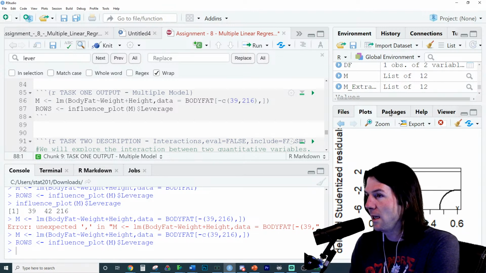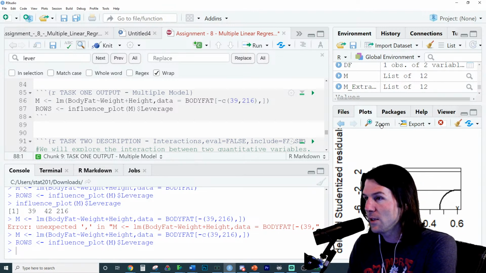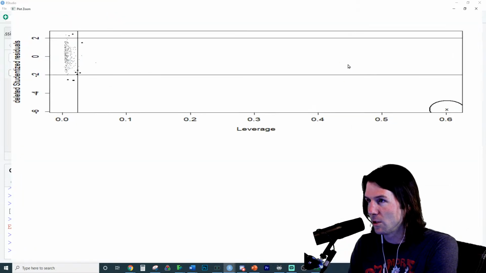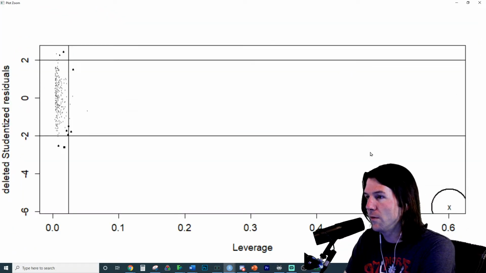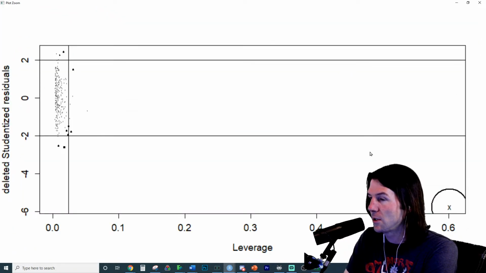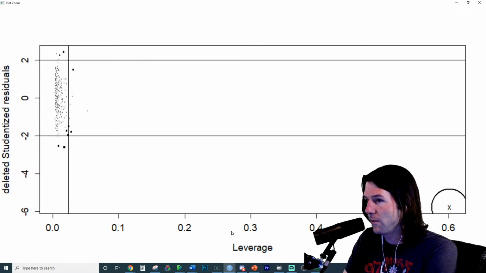Kind of. And maybe. Not everything with high leverage is influential. Things with high leverage have potential influence. To have influence, you must have leverage, and what else? You must also have, like this point right here, even though it might not look like it has high leverage. Anything with high leverage is beyond this point.